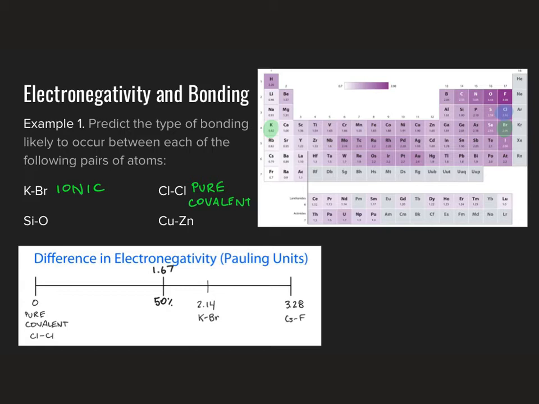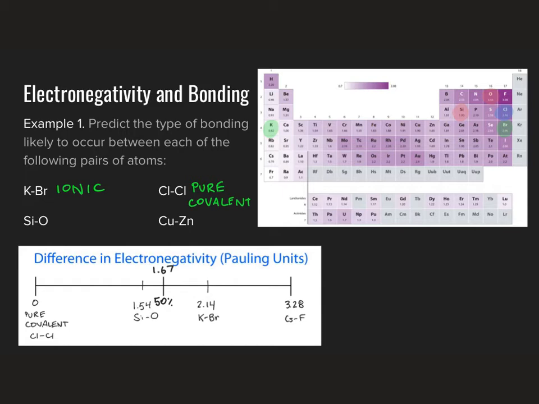The silicon-oxygen bond, looking at the electronegativities here, oxygen has an electronegativity of 3.44 Pauling units, whereas silicon's electronegativity is only 1.90 Pauling units. And that gives us a difference in electronegativities here of 1.54 Pauling units. We can go ahead and plot that on our scale here for the silicon-oxygen bond. And we see here that this is a bond which is more covalent in character.